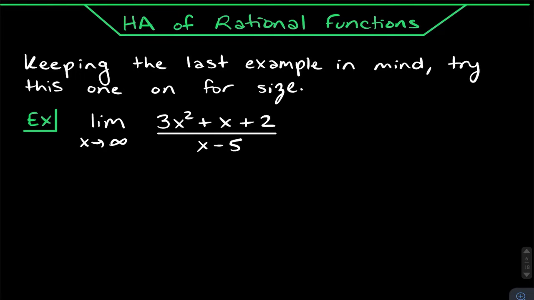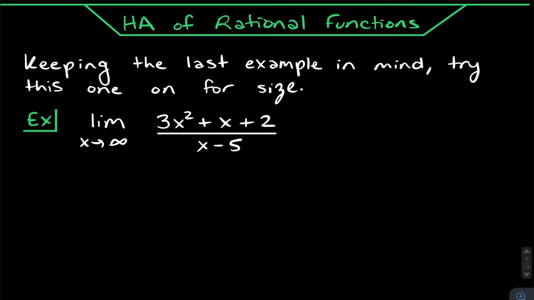And this one is 3x squared plus x plus 2 all over x minus 5. Now, there's a couple different ways you can think about this example. There's a division trick, which I'm going to show you in a second. But you can also think about this in the overpowering sense.